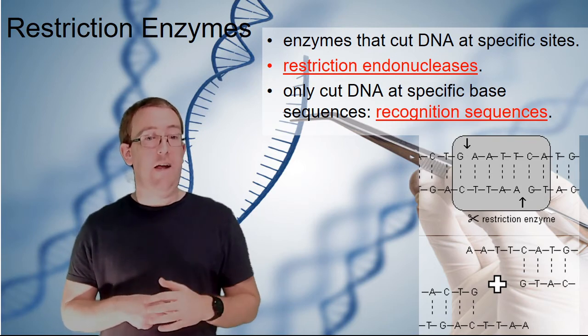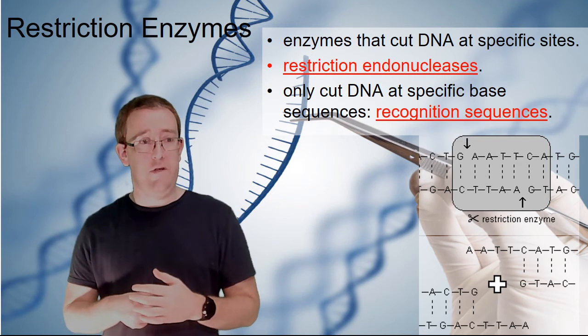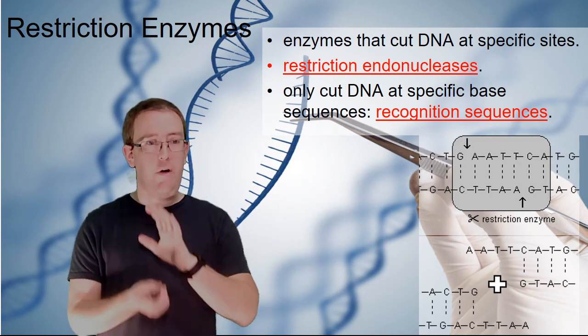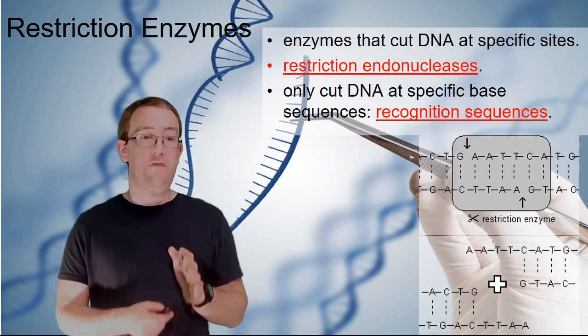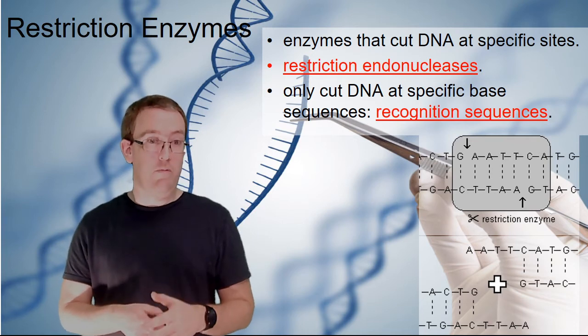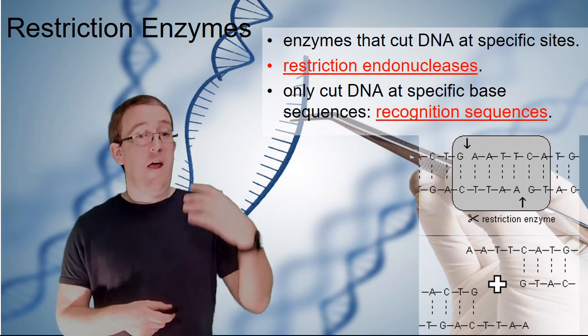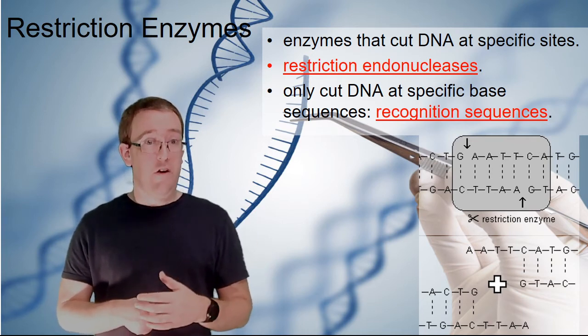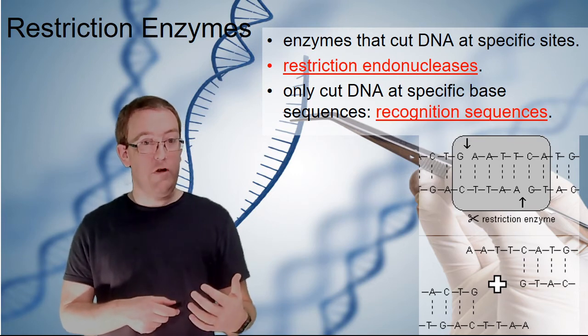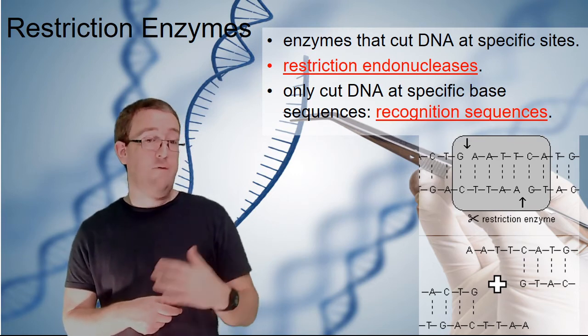Okay, and these molecular scissors are called restriction enzymes, and they are an absolute bread and butter standard piece of technology used in modern molecular biology. So enzymes that cut up DNA at specific sites are called restriction enzymes. They only cut DNA at specific base sequences.